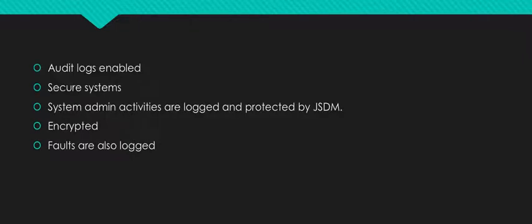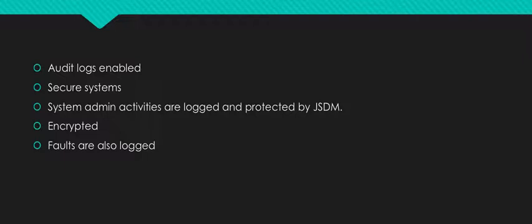And now we're going to talk about internal auditing and logging. So at JSDM, audit logs are enabled. The reason audit logs are enabled is because JSDM wants to make sure their systems are secure. System administrator and system operator activities are indeed logged and protected by JSDM.